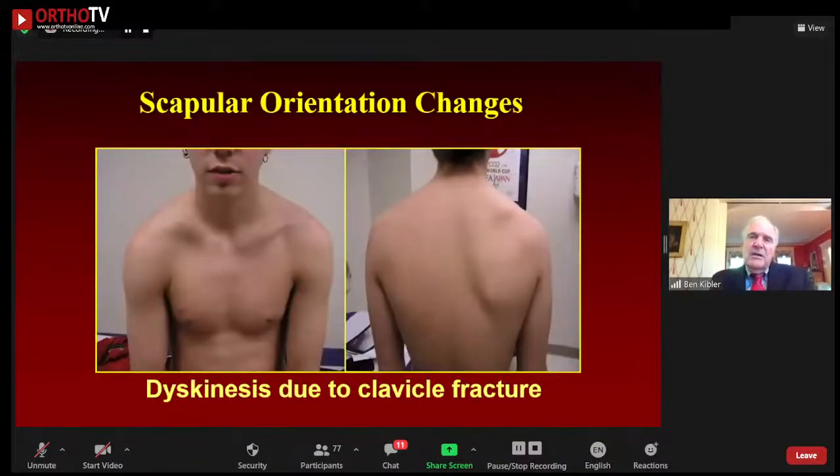And you may have seen this patient in your office. This is a patient who has an established union of his clavicle fracture, but you can see from the front the drooping of the scapula, and from the back you see the prominence of the inferior medial border, showing once again this anterior rotation of the entire distal fragment of the clavicle and the scapula because it's attached through the AC joint.